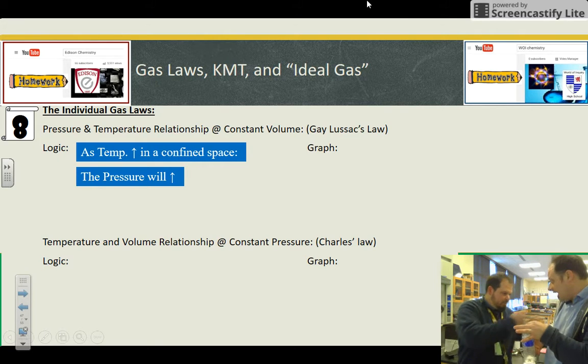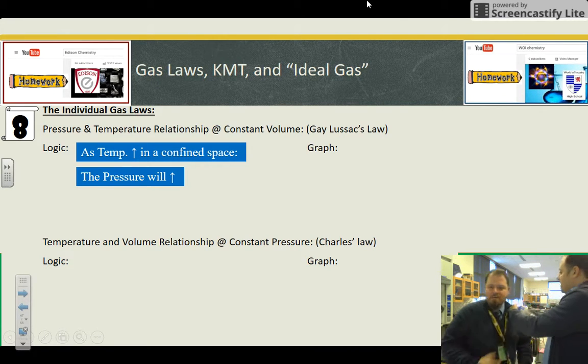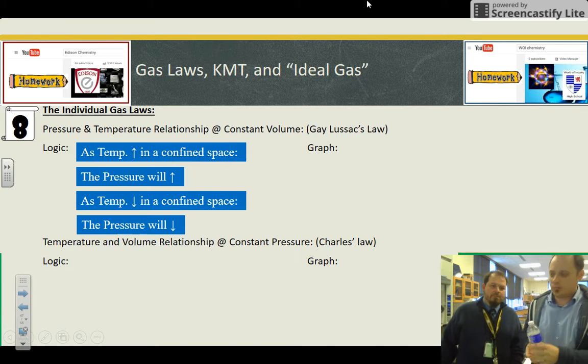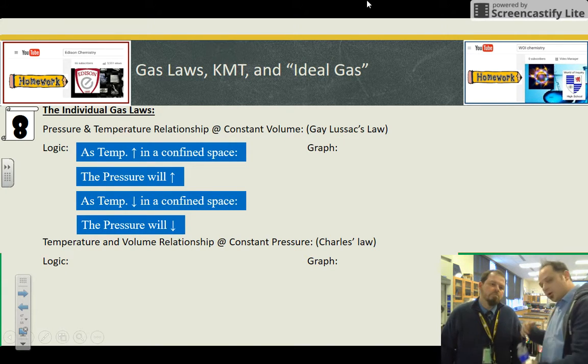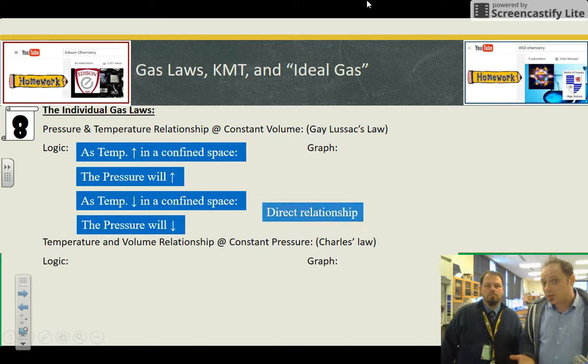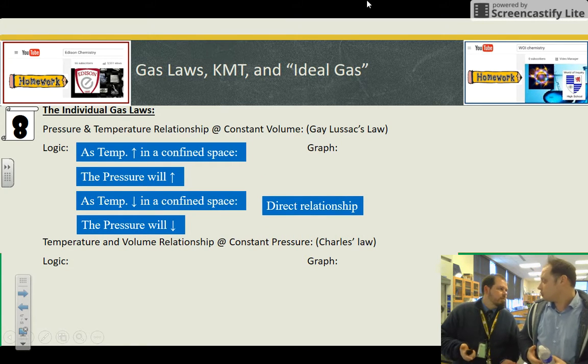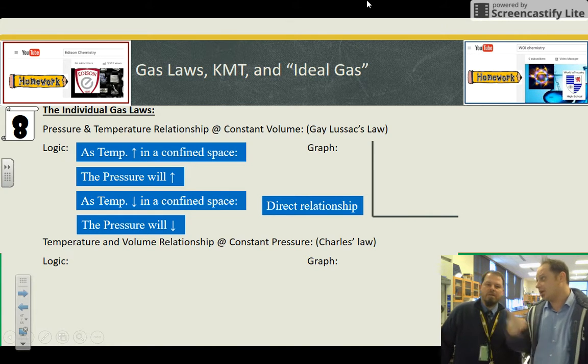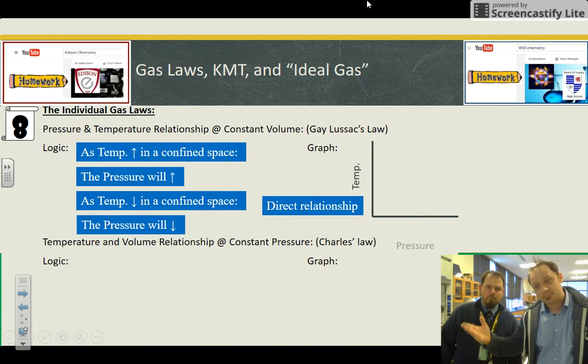Right, the molecules start moving faster, bang harder. And the opposite's true if I cool it. Right, they go slower and slower and slower, and the pressure goes down. So this makes a direct relationship. As one goes up, the other goes up. Temperature goes up, pressure goes up. Temperature goes down, pressure goes down. And it looks like a straight line on a graph. Yep, and there it is.